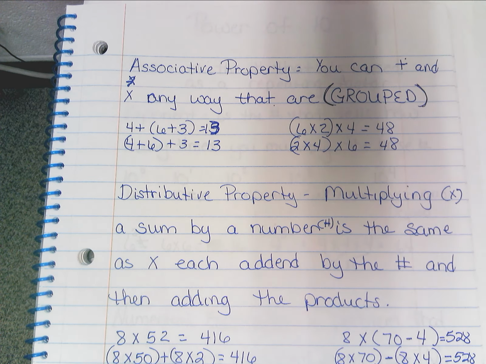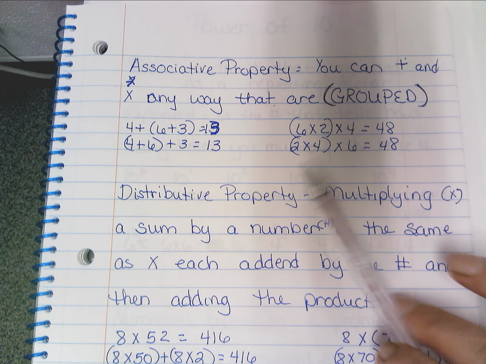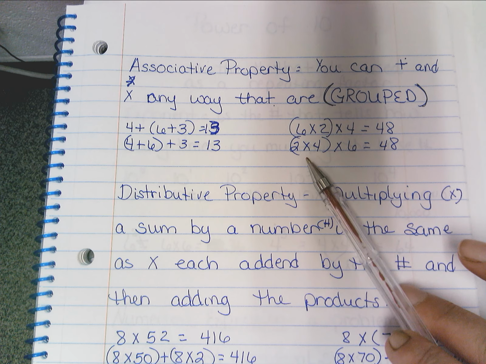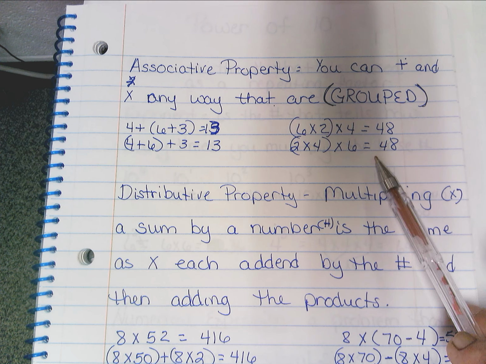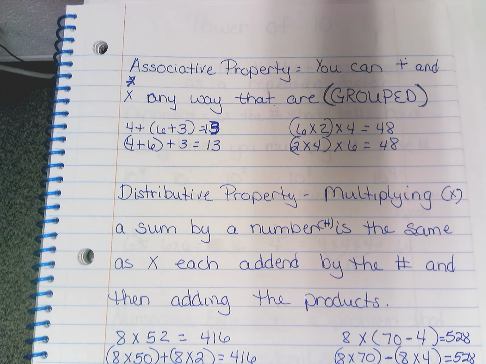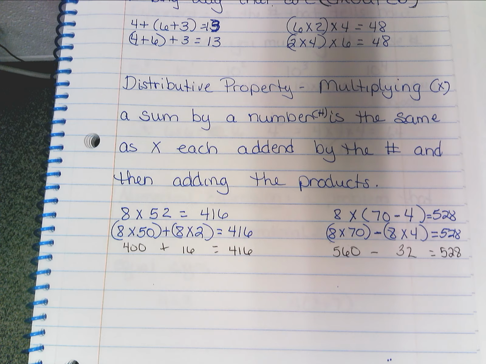Multiplying, same thing. 6 times 2 times 4 equals 48. That's 12. I don't know my 12s, but I do know 2 times 4 is 8, and 8 times 6 is 48. So I would rather group them that way. That's called the associative property. The one we're going to work on, those you should have gone through before. The one we're working on is the distributive property.